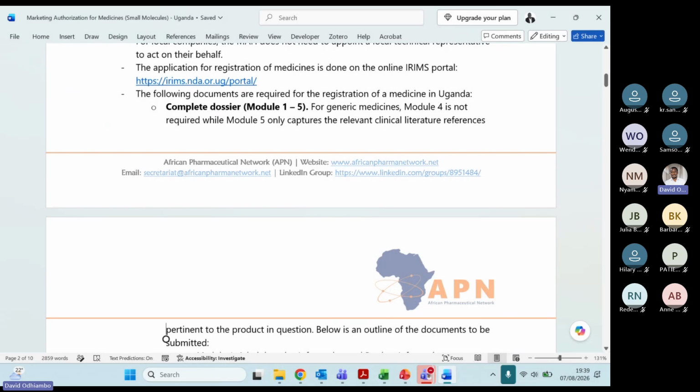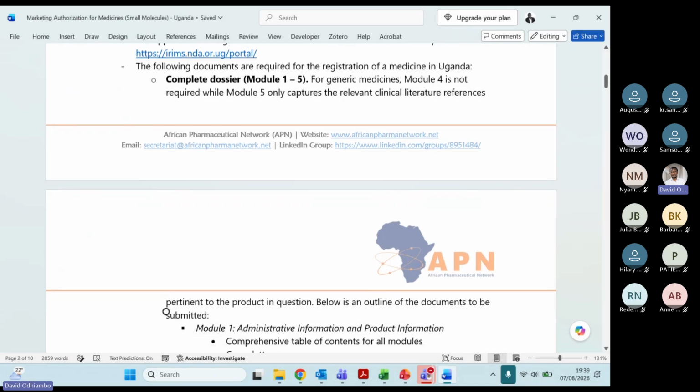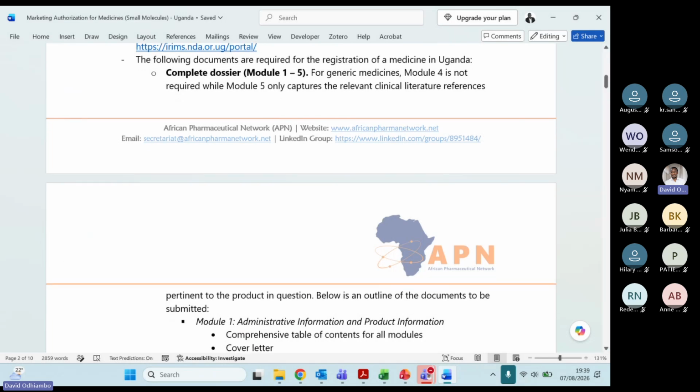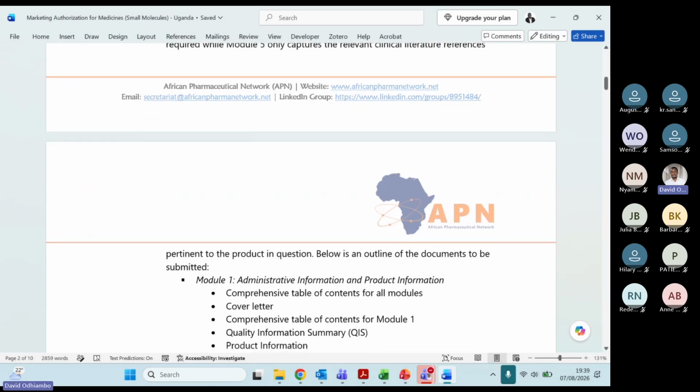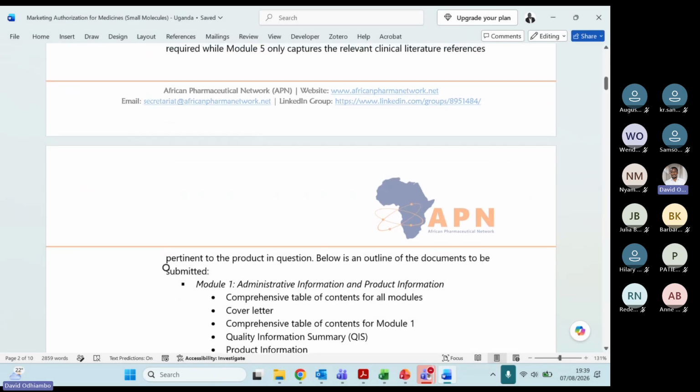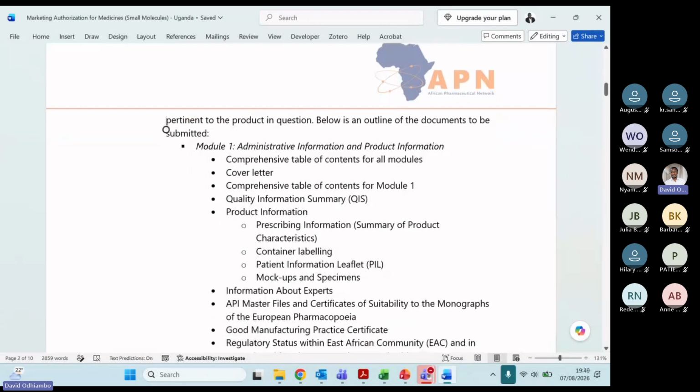For the dossier section that we're talking about, it is Module 1 to Module 5. Module 1 is administrative information. Module 2, we're talking about summaries. Module 3, chemistry, manufacturing, and controls. Module 4, non-clinical study reports. Module 5, clinical study reports. Conventionally, if you're having a generic product, Module 4 is normally exempted. And for Module 5, you need only literature reference materials looking at the use of the product in clinical settings and whether there are any studies that have been performed.